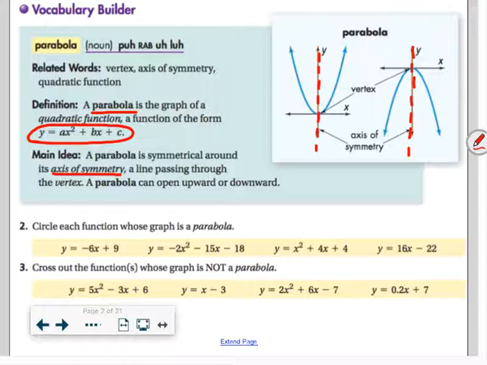So, for number 2 here, it says circle each function whose graph is a parabola. So, see how many of those are parabolas. Scan through, there's 4 of them. Which ones are parabolas? We're going to work from left to right, circle all of them that are parabolas.